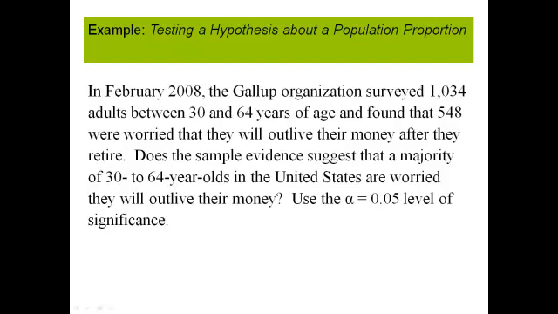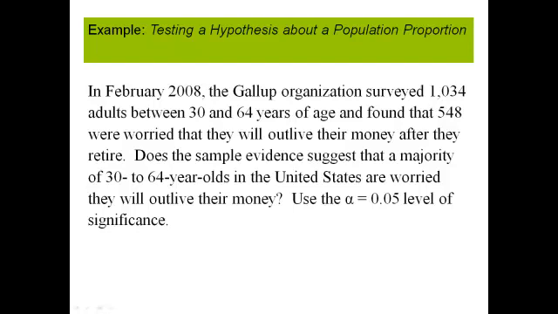So in February 2008, the Gallup organization surveyed 1,034 adults between 30 and 64 years of age and found that 548 were worried that they would outlive their money after they retire. Does the sample evidence suggest that a majority of 30 to 64-year-olds in the United States are worried they'll outlive their money? Use the alpha equals 0.05 level of significance.